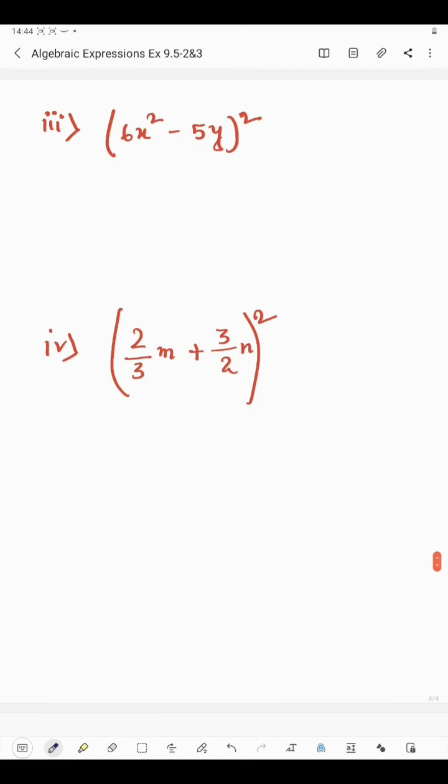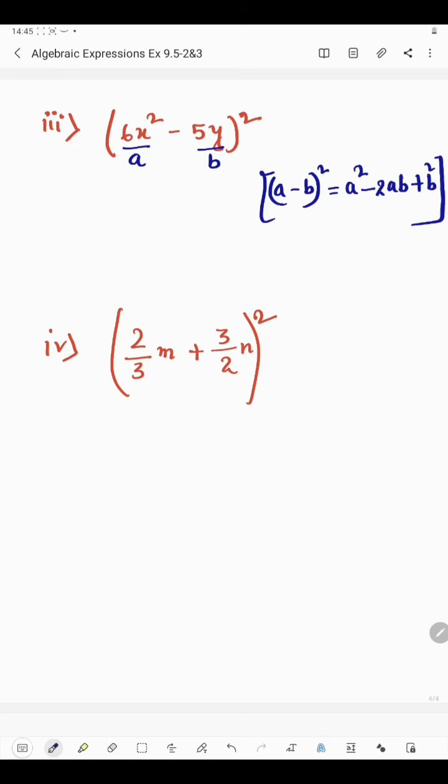Now in the third part we have (6x square minus 5y) whole square. Here a is 6x square and b is 5y. So this is the (a minus b) whole square identity, which is a square minus 2ab plus b square. So a means 6x square, so we'll write a at first, and according to the identity we will have to write the square here. So we'll put whole square, (6x square) whole square, this is a square.